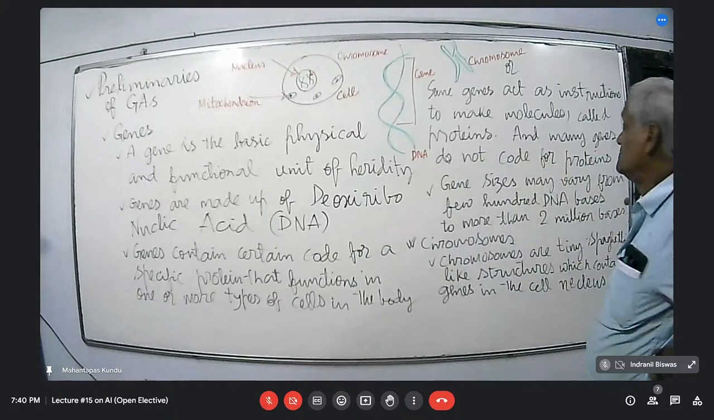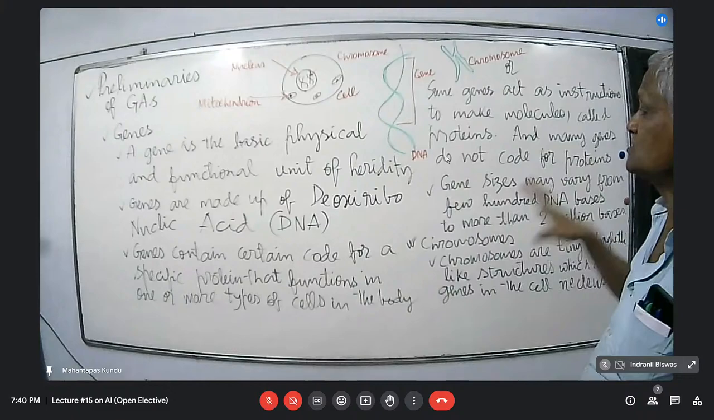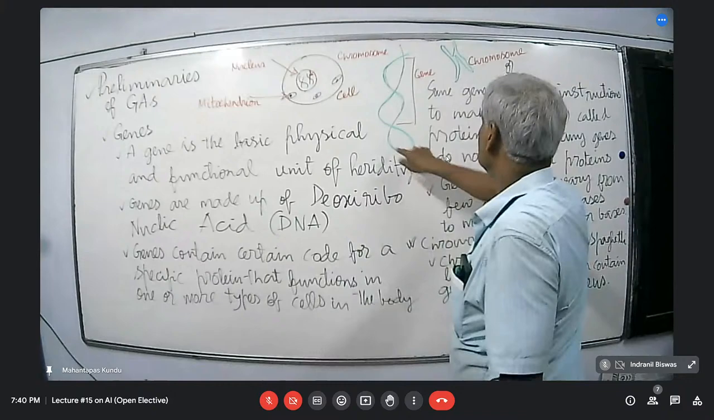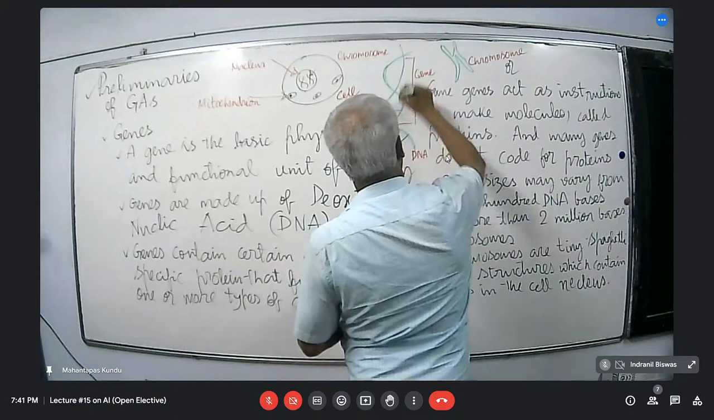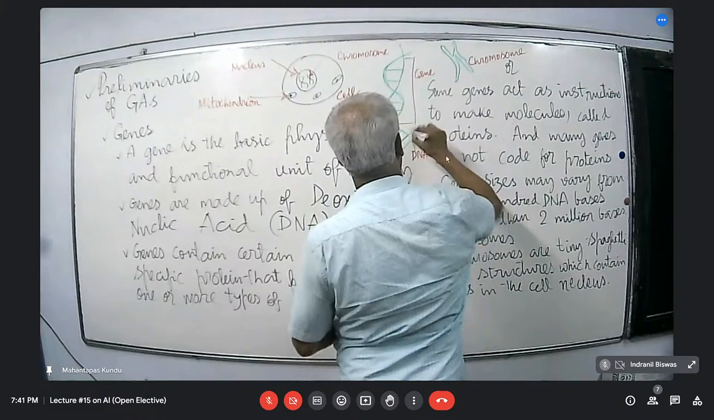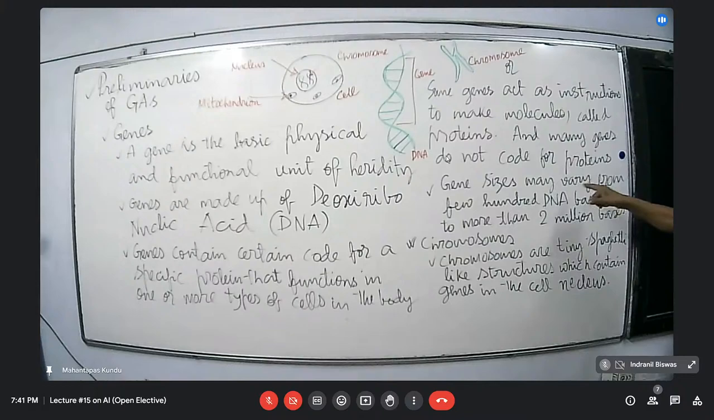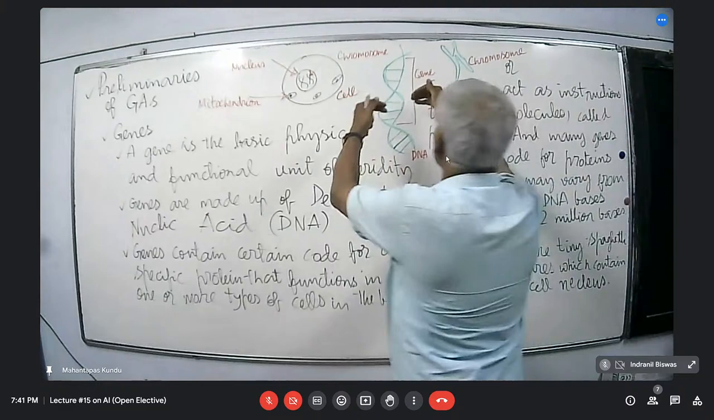Now, what is the gene size? Genes are made up of deoxyribonucleic acid, which has this type of helical structure. These are the base pairs. Gene sizes may vary from a few hundred DNA bases to more than 2 million bases. These two strands are held together by these DNA bases.